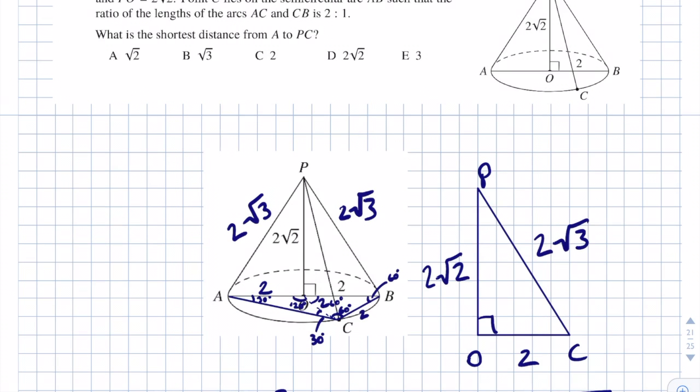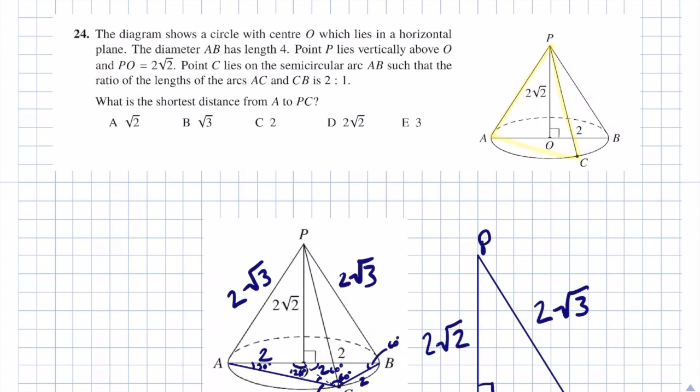Okay, so we may have not found the shortest distance from A to PC, but now we've got a lot more information to work with, because we've basically found all of the lengths of this triangle PCA. And what you'll find is that we said that the length of PA was 2 root 3, we said the length of PC was 2 root 3, and then we just worked out the length of AC, which is 2 root 3. So the triangle PAC must be equilateral.